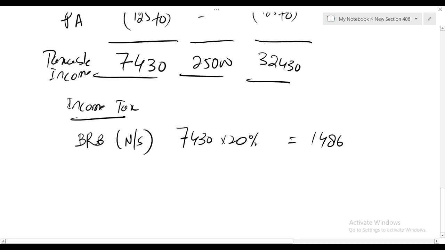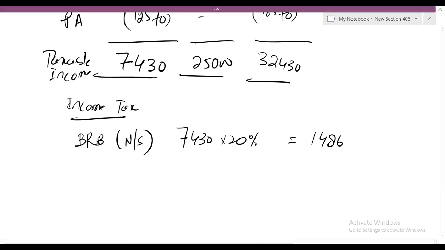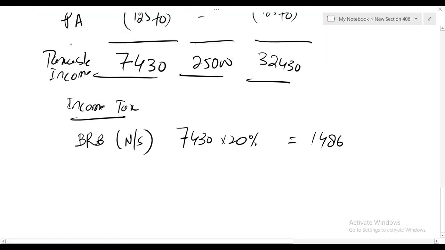The question is, how do we decide Mr. X is a basic, higher or an additional rate taxpayer? For this, I'm going to change the color of my marker. Look at this, the value which I'm just making a circle. If it does not look like a circle, apologies for that, but nowadays in the market we find circles like this. Okay, the value which again I made a circle, it is 32,430.